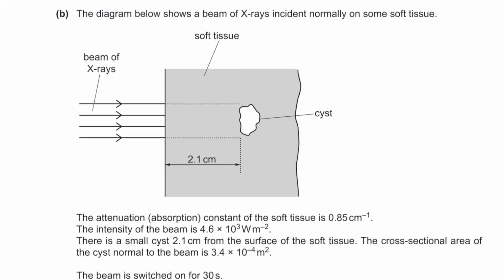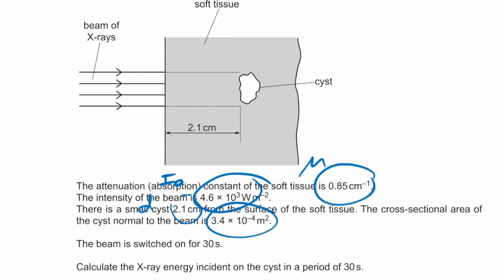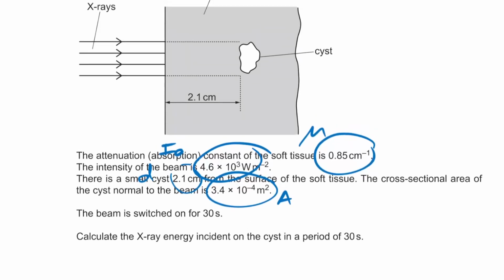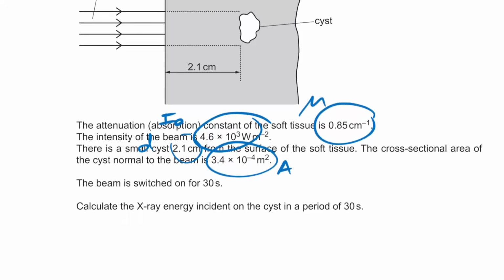X-rays on soft tissue. There's a cyst. Gross attenuation coefficient is that, so that's our mu. We have the intensity I0. There's a small cyst, 2.1 centimeters, so there we go, that's d. The cross-sectional area of the cyst is that. The beam is switched on for 30 seconds. Calculate the X-ray energy incident on the cyst in a period of 30 seconds.